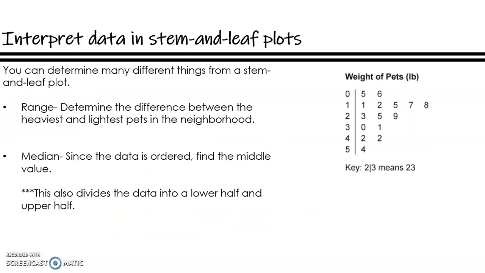So let's talk about how to interpret data in a stem and leaf plot. So you can determine many different things. One of those things is the range. And the range means the difference between the highest number and the lowest number. In this case, it's the heaviest and lightest pet. So the heaviest pet is 54 pounds. The lightest pet is only 5 pounds. And so I'm going to find the difference. 54 minus 5 is 49. So the range of my numbers is 49 pounds.